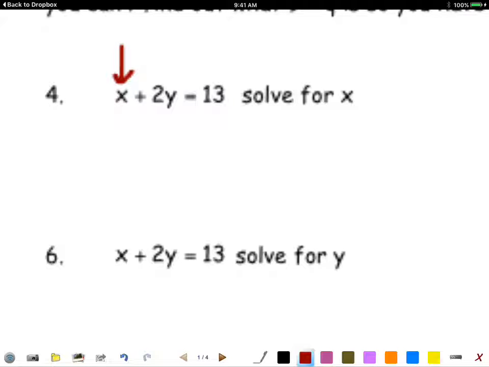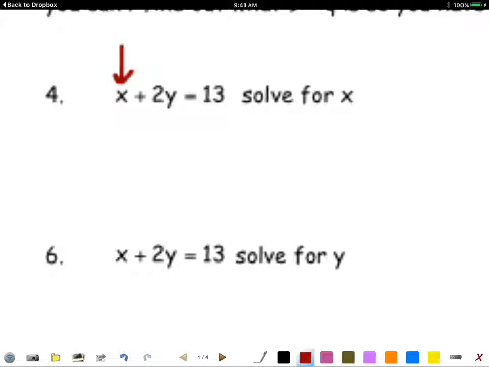So put an arrow over the x. If we're going to solve for x, that means we don't want to mess with the x. We want to get rid of everything else that's on that side of the equal sign except for that x. So that means we want to get rid of that plus 2y. Not just the 2, the whole plus 2y. If we can remove that plus 2y right here from this side, then we will have x by itself, which is what we want. That's a plus 2y.